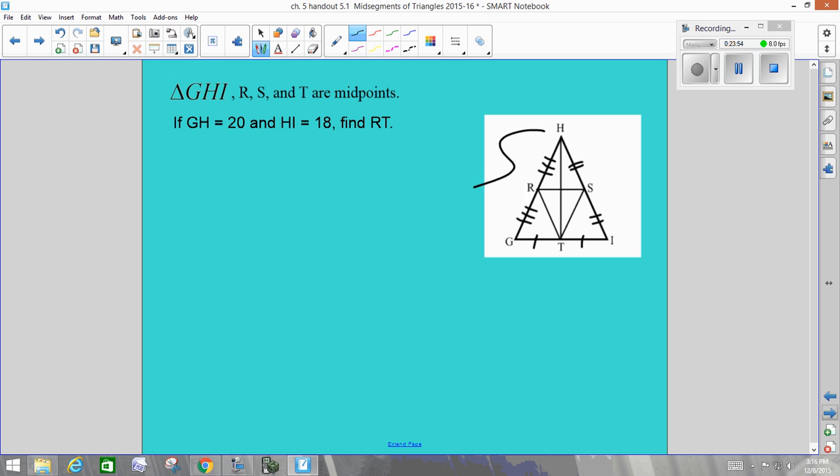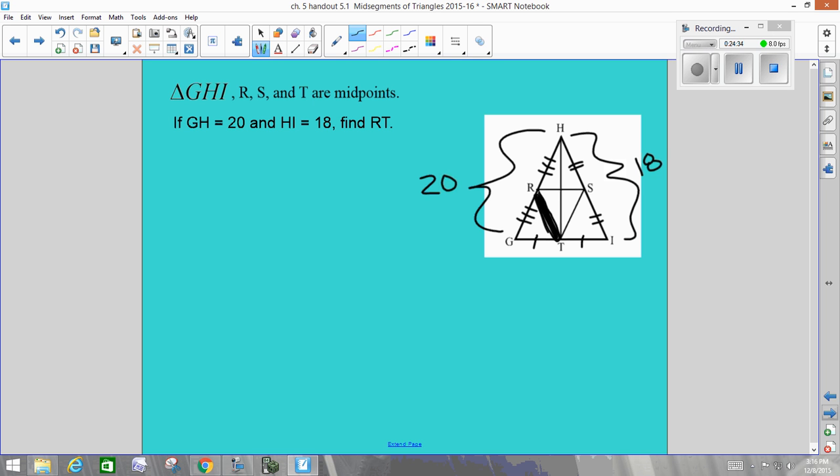Then it tells me that GH is 20. HI is 18. And we're supposed to find the length of RT. What do you think, Nick? For RT, how long is it? Well, they tell us that HG is 20, this far left side, and then the one on the right side is 18. We want to find this length right here.